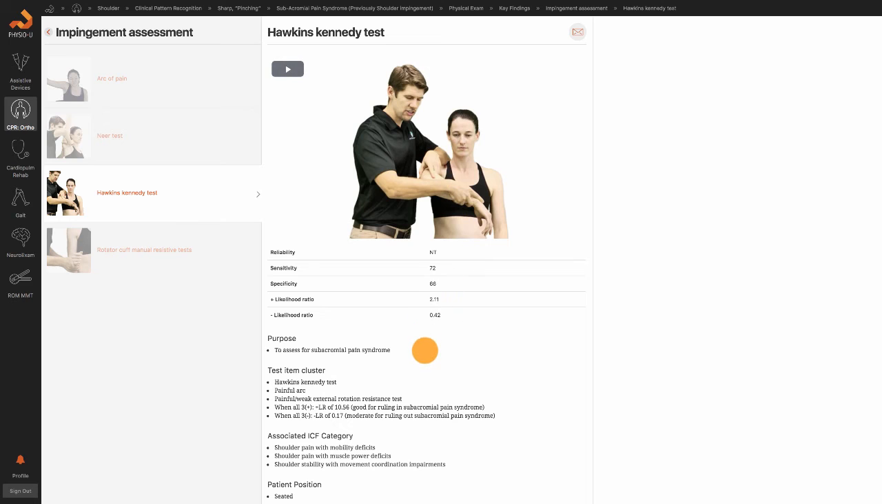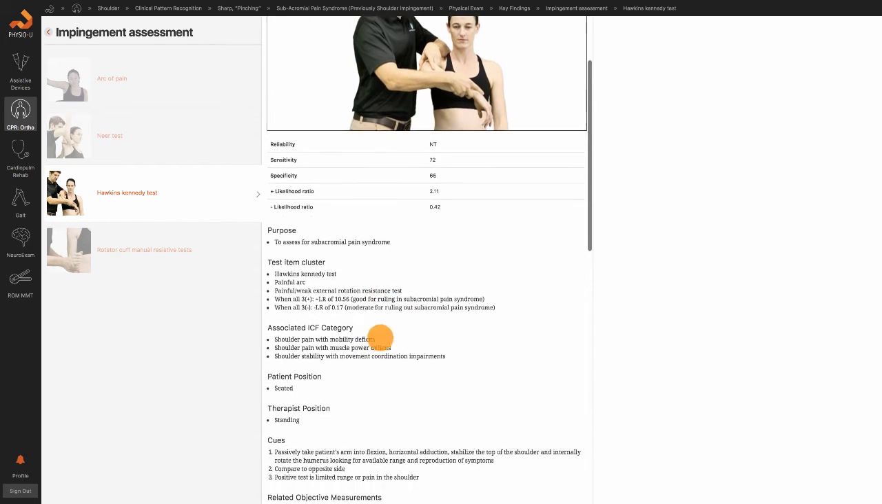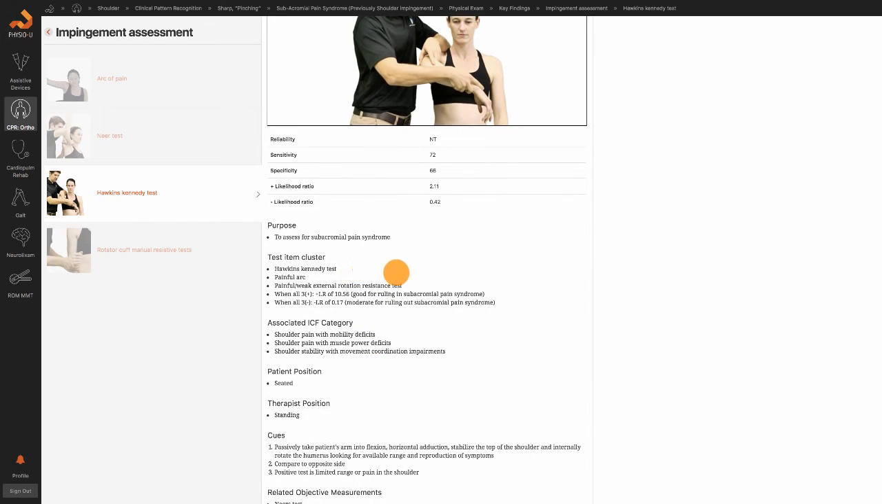You'll note that in the test item cluster, a positive Hawkins-Kennedy, a presence of a painful arc, painful or weak external rotation resistance test, the presence of all three give you a positive likelihood ratio of 10.56, which is good for ruling in subacromial pain syndrome.